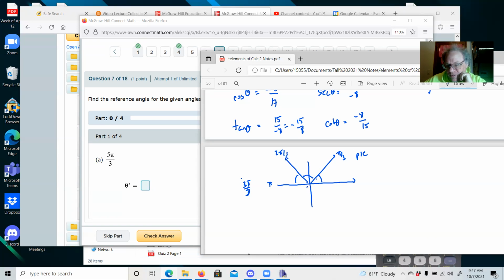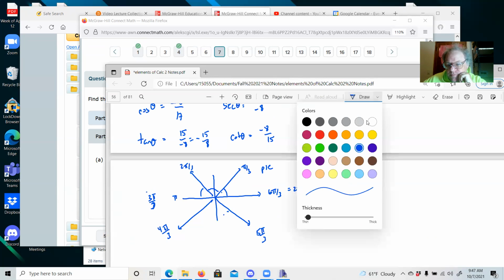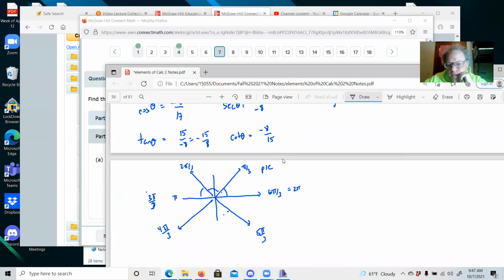Right? These are not drawn to scale. This is just a mnemonic device here. Okay, this is going to be 4 pi over 3, 5 pi over 3, and then 6 pi over 3, because that's 2 pi, right? So 5 pi over 3, oh, it's this one right here. So here's my 5 pi over 3. That's this whole angle here.